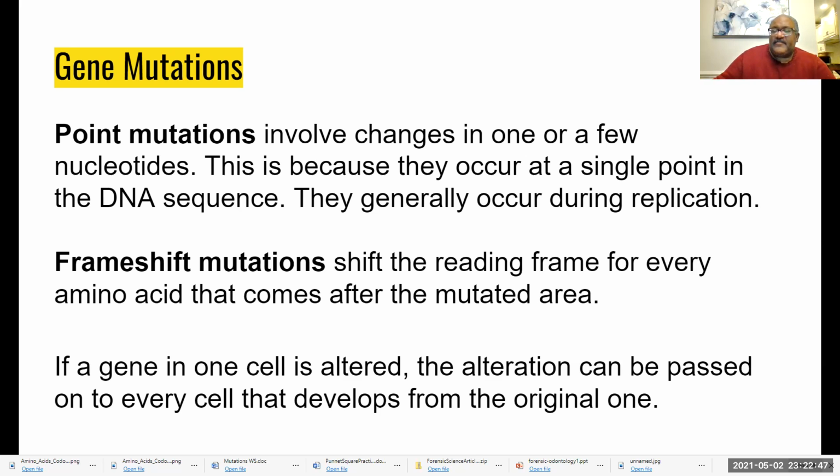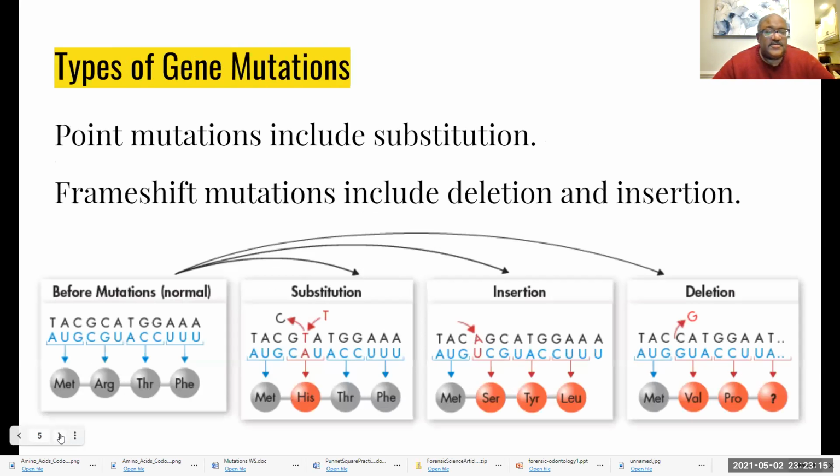And so you could have the entire amino acid sequence change because of one shift, like one letter being deleted. The groups of 3 would group differently, and it would code for different amino acids that could change the whole function of the gene. And if a gene in one cell is altered, the alteration can be passed to every cell. Okay, and in doing that, it can change the function, and we'll see later how it can cause serious problems. Okay, these are the types of mutations, and once again, I've provided this slideshow for you.